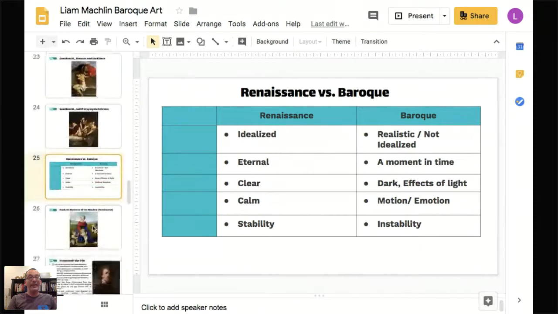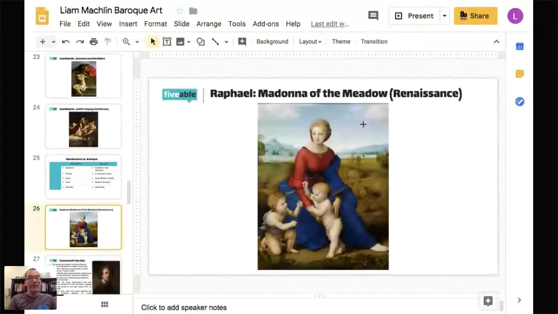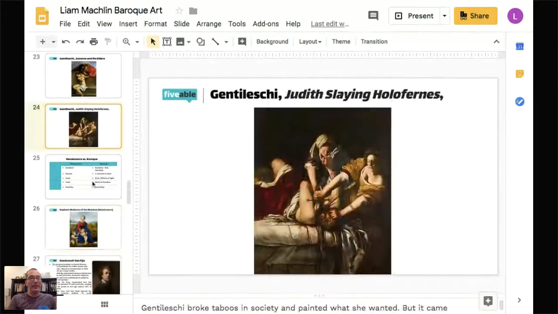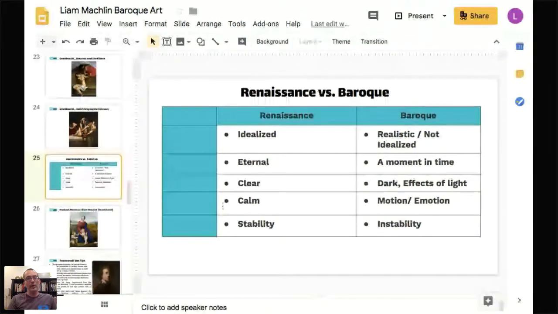So if we look at a classic Renaissance painting, this is the one that I'm thinking about, Raphael, Madonna and the Meadows. You see it's very calm, very serene, a lot of light, just one relaxing moment, versus these kinds of paintings that we saw in Baroque with explosion and violence. So we have the Renaissance paintings that are very, very clear, like the lights are turned on, and then we have Baroque art, which is more dark, with the effects of light flickering in.